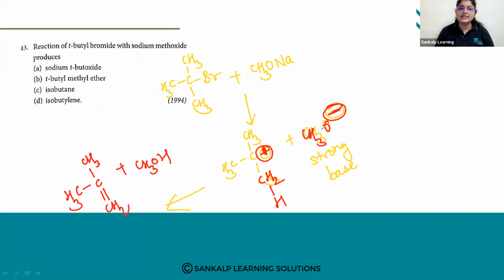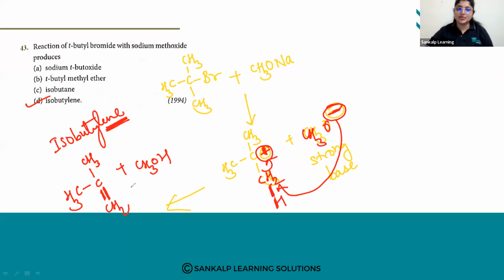As the methoxy group is a strong base, it will abstract a hydrogen. So it will undergo a beta elimination. It will abstract this hydrogen and undergo rearrangement to form a double bond. So this is the product, and the product is D. It is isobutylene, because it has a double bond, so it is ene. So it is isobutylene. Understood?